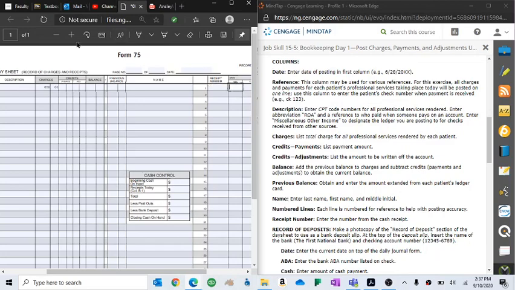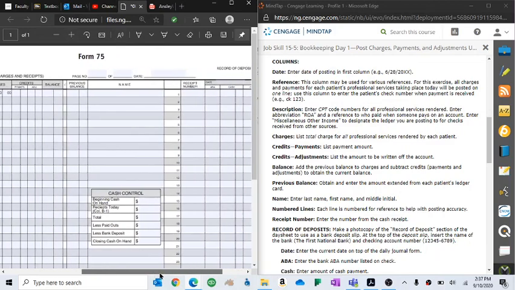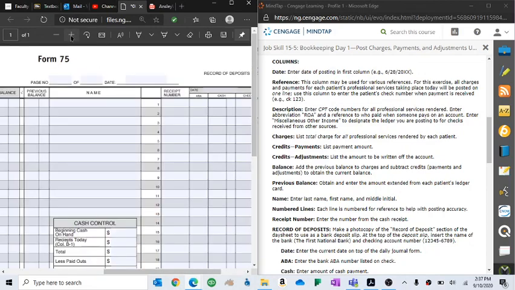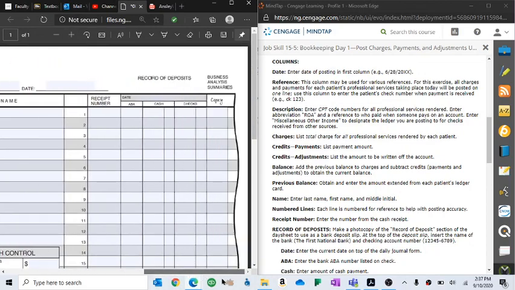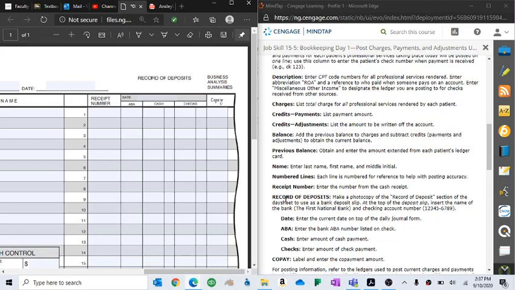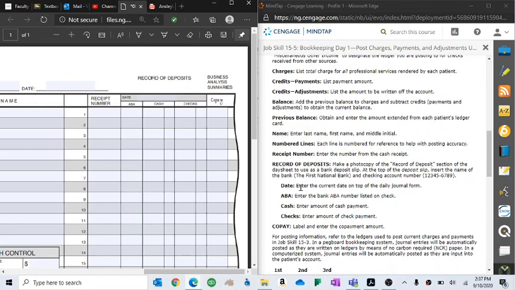And then the next section, I'm going to zoom in a little bit just because it gets smaller. Zoom in a little bit more. So then this next section here, it says, Record of deposits. Make a photocopy of the record of deposit section of the day sheet, which we cannot do. We're not making photocopies, but it's talking about the bank deposit slips. So the date, enter the current date at the top of the day journal. So that date that we entered here is going to be the date we would enter here.